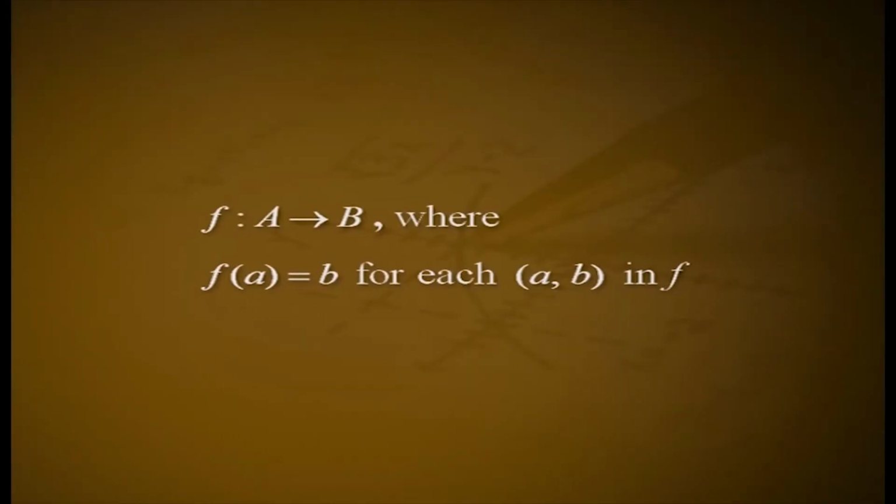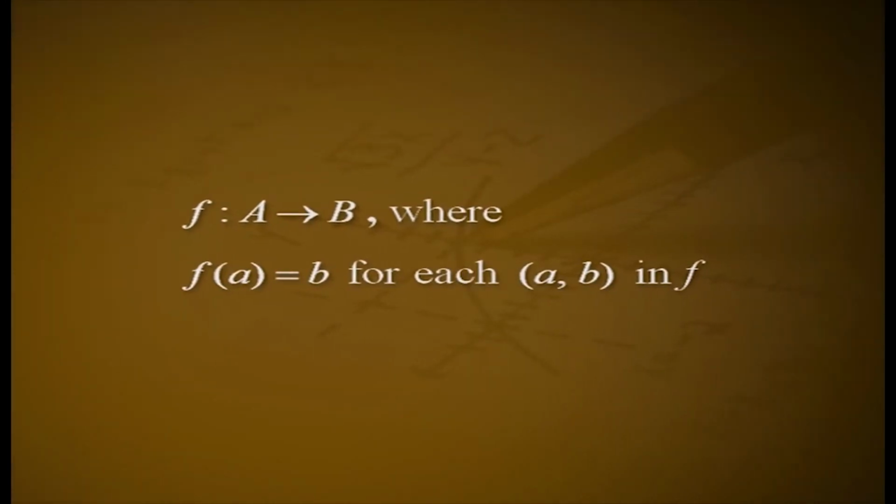The relation graph of the function f has the property that each a in A belongs to a unique ordered pair (a, b) in the relation. On the other hand, any relation f from A to B that has this property gives rise to a function f from A to B where f of a is equal to b for each ordered pair (a, b) in f. Consequently, one may equivalently define a function as follows. Definition. A function f from A to B is a relation from A to B such that each a belongs to A is the first component of a unique ordered pair (a, b) in f.